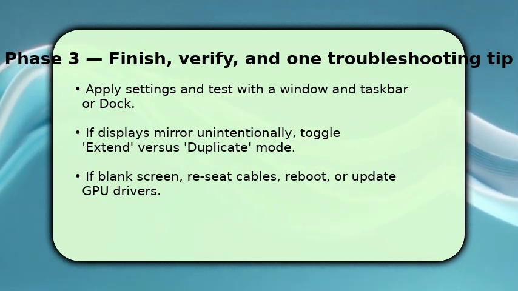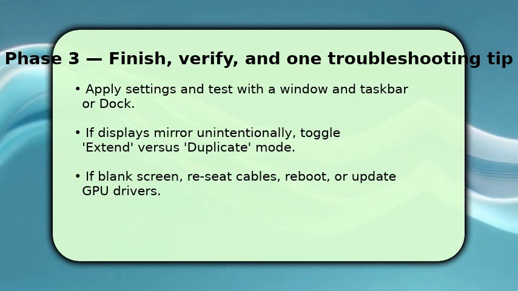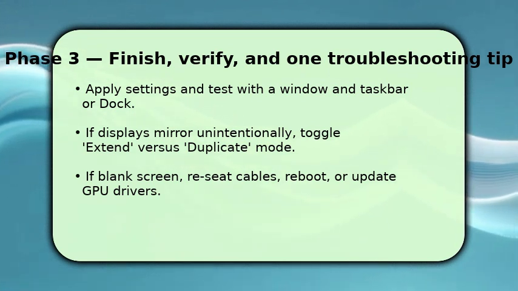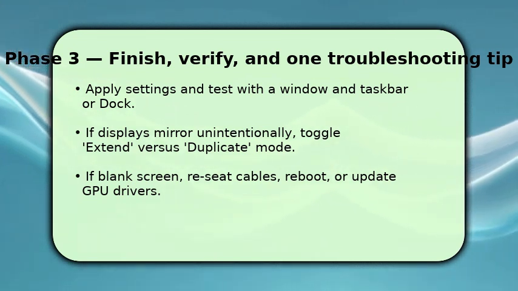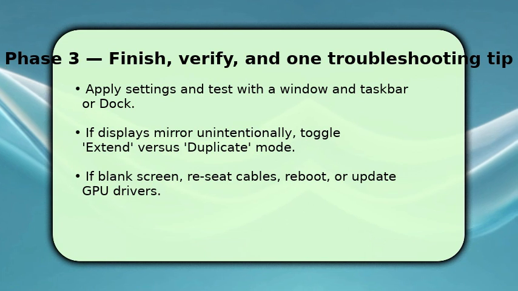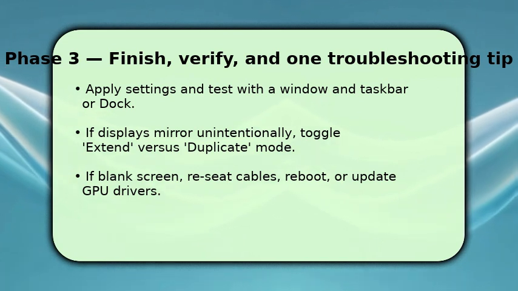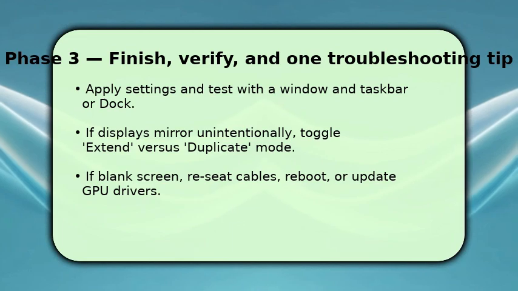If a screen goes blank, reseat cables and power, then reboot. Make sure GPU drivers are up to date, because driver issues often block swaps. If you still see wrong labeling, disconnect one monitor briefly and reconnect so the OS redetects numbering. This resolves most mismatches quickly.